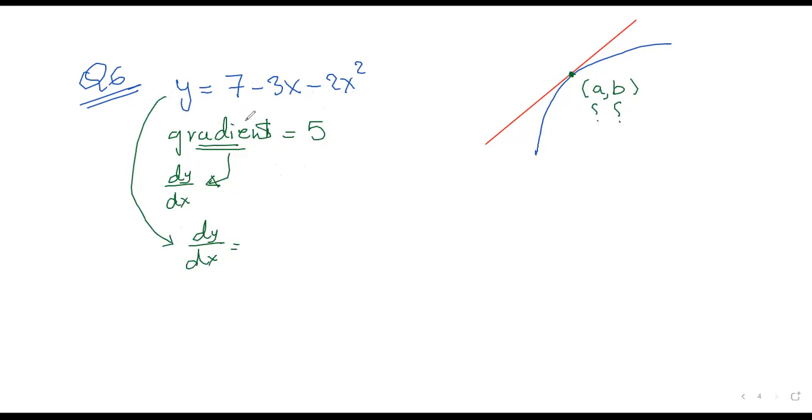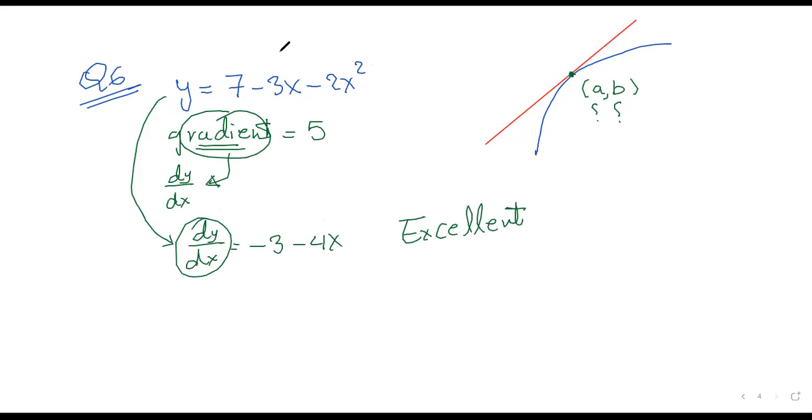0. Gone. Negative 3x, what is its differentiation? Negative 3. Okay. Negative 2x squared gives negative 4x. Excellent. Now, the gradient and the differentiation are equal, right? They are the same. So we put this equation equals to that.